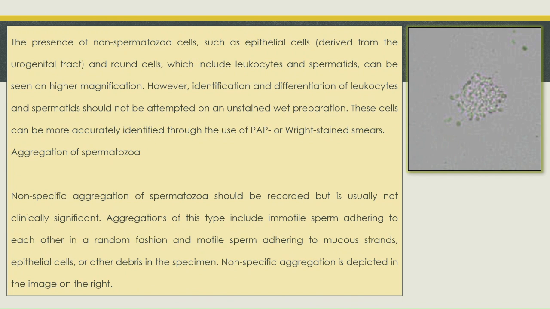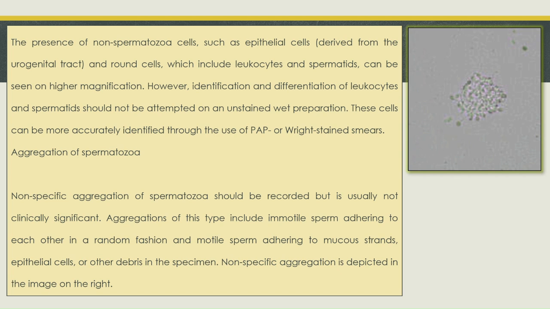The presence of non-spermatozoa cells, such as epithelial cells derived from the urogenital tract, and round cells, which include leukocytes and spermatids, can be seen on higher magnification. However, identification and differentiation of leukocytes and spermatids should not be attempted on an unstained wet preparation. These cells can be more accurately identified through the use of PAP or Rapid-stained smears.